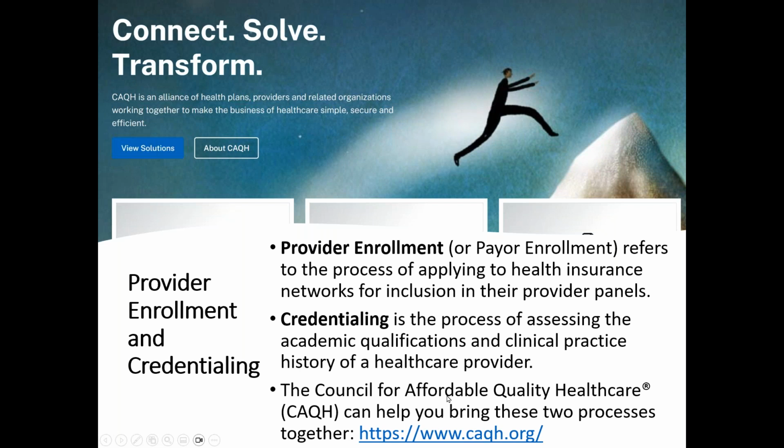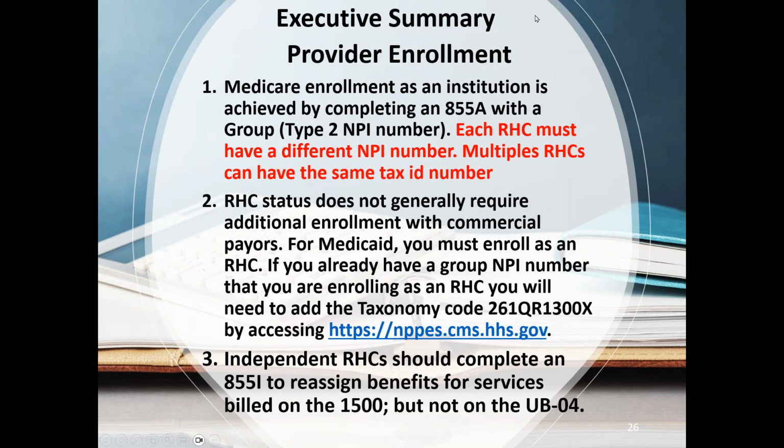Okay, so there's a company called CAQH, the Council for Affordable Quality Healthcare. That's where a lot of people do the credentialing and also get ready for provider enrollment with them as well. For every rural health clinic, you have to have a type 2 MPI number. That's an institutional or a group MPI number. Every RHC must have it. You can have multiple RHCs with the same tax ID number. So you have the same tax ID number, multiple MPI numbers, multiple locations.